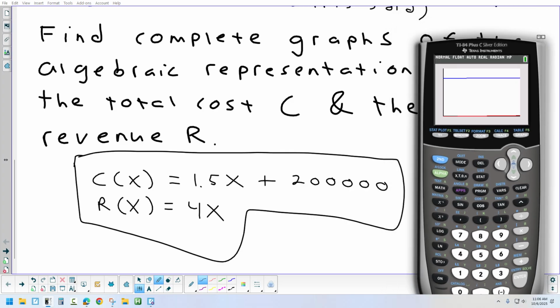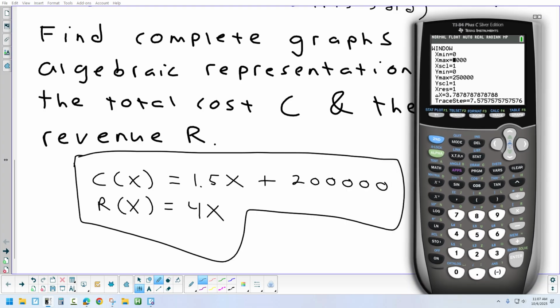Okay, so here's my two graphs. Do those look good? We need to zoom out a little bit. We've got to look further to the right. Right now we're only selling 1,000 shirts. Let's go to like 30,000 shirts. All right, now I can start to see my costs, and I can see my revenue.